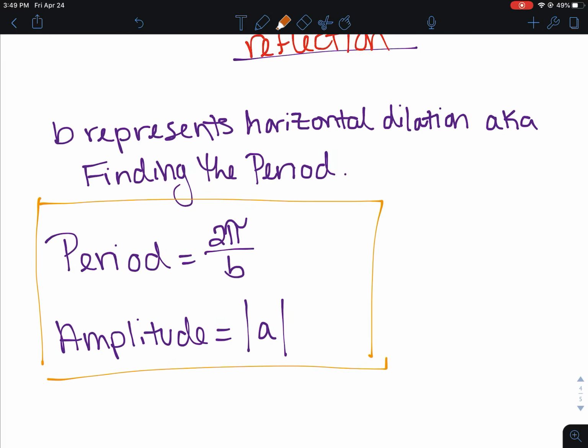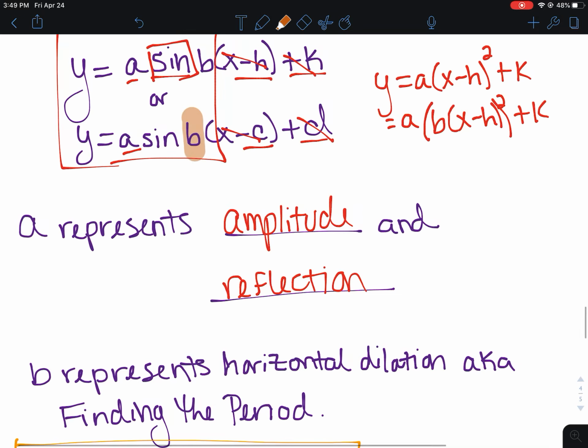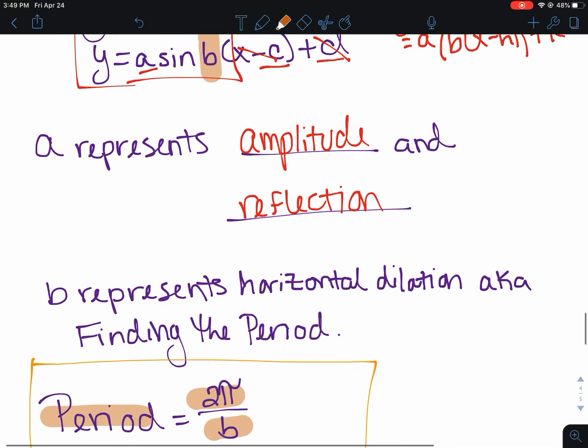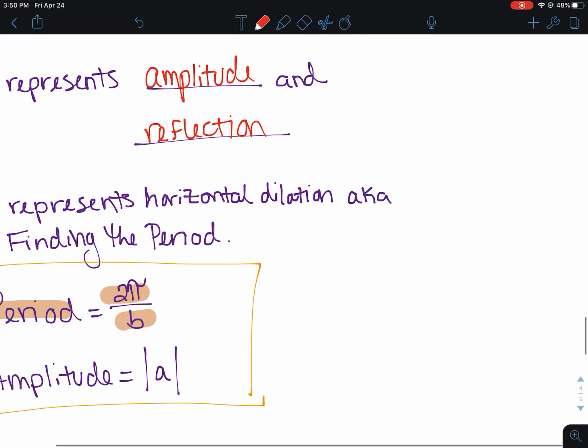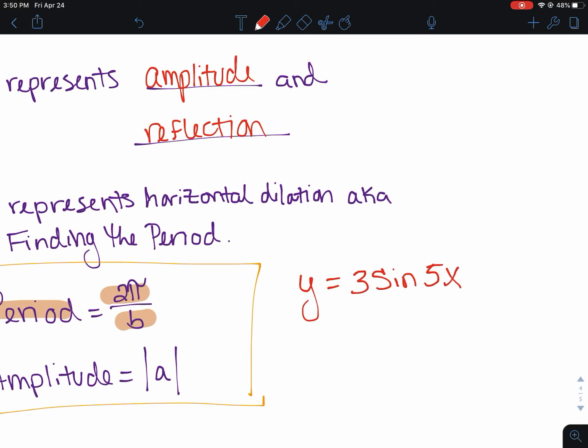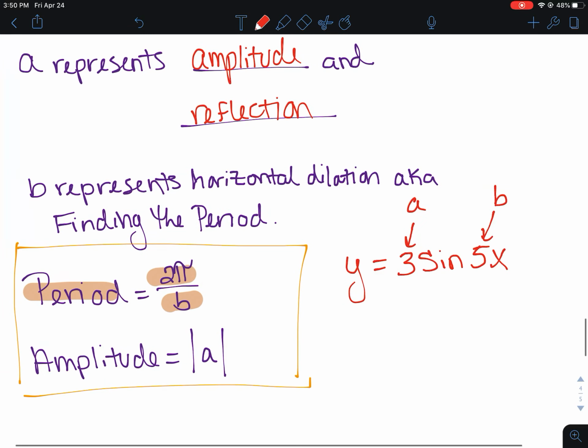So two things to really write down maybe at the very top of your paper. To find the period, you're going to do 2 pi divided by b. So we're taking the standard period and dividing it by whatever number is in front of x. All right? So if our equation is y equals 3 sine of 5x, then 5 is b, and a is 3. Well, that tells me that my period would be 2 pi over 5. So 2/5 of pi is 1 full cycle of this graph.